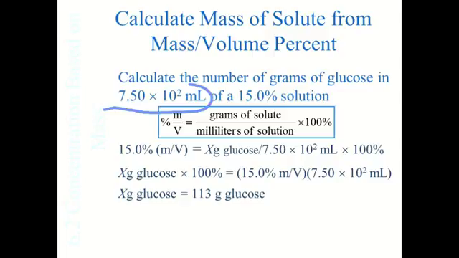Okay, the volume is given. I agree. What else? The final percentage, which is the percent M over V, is given, yes? So what are we trying to find? The grams of glucose, yes? Shall we do this problem together? Okay, let's begin. Write those numbers down for me, please.